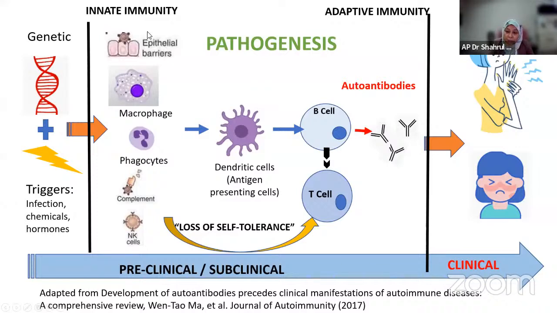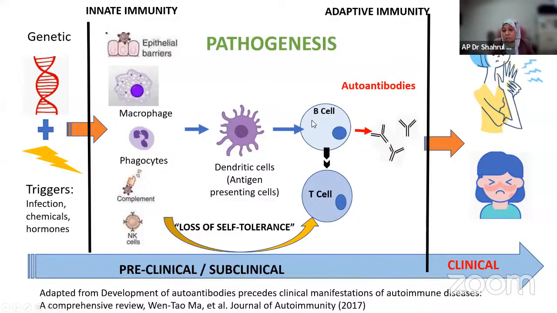The first barrier of our immune system is innate immunity. This is the first defense, the real frontliners, which include your skin, macrophages, phagocytes, complements, and natural killer cells. They perceive this insult or trigger as an antigen, and subsequently activate the antigen presenting cells, which are your dendritic cells, and this will subsequently activate your adaptive immunity.